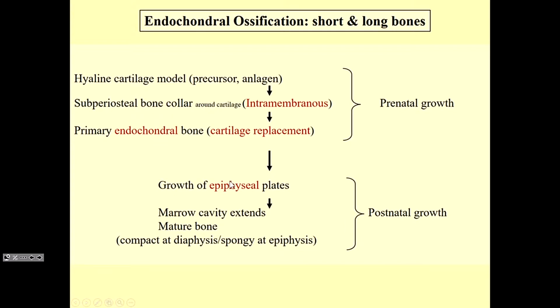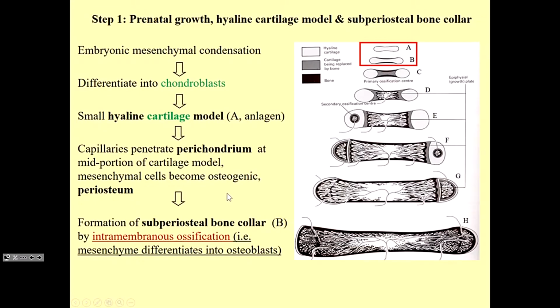Then during postnatal growth, we have an epiphyseal growth plate, which, for instance, in long bones is a piece of cartilage between the diaphysis, the long bone, and the epiphysis, the capping round piece. And that epiphyseal growth plate is important for elongation of long bones, and we'll talk about that momentarily. So let's go back and look at this in detail.